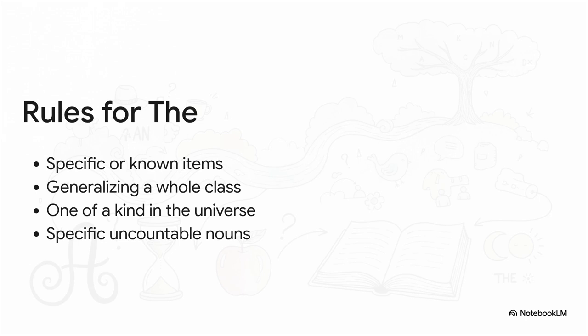But the actually has a few other really fascinating jobs. We use it to generalize a whole group of people, like saying, the honest are respected. We also mandatorily use it for things that are completely one of a kind in our universe. The sun, the moon, the equator. And interestingly, we use it for uncountable nouns when we're trying to get specific. Now, water by itself is uncountable, but if we specify it, it suddenly becomes the water in the Pacific Ocean.